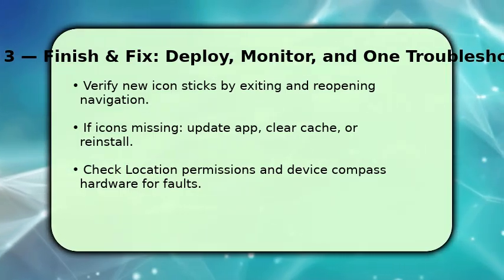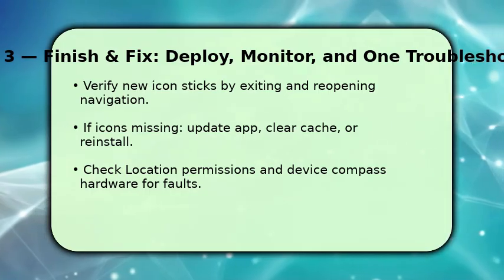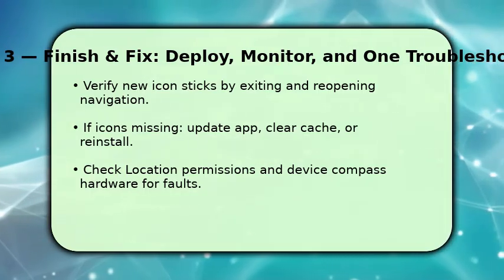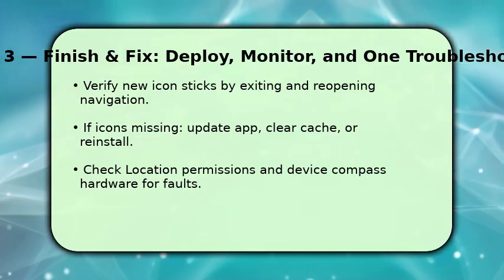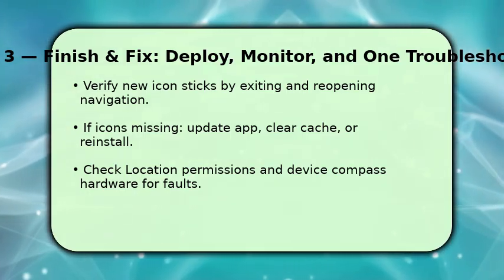If heading remains inaccurate, test the device compass in another app. A faulty compass means the arrow will never align. If that's the case, consider a hardware service or use GPS-only mode.